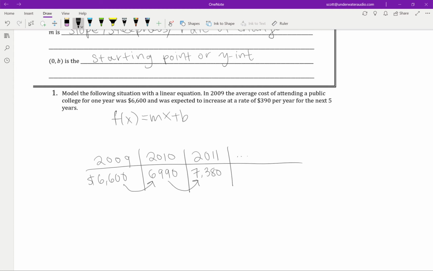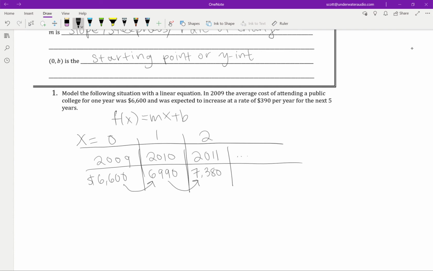But I'm going to do a little trick here where instead of thinking of 2009 as the number 2009, I'm going to make that my initial value. So I'll let x equals 0 correspond to 2009. So x equals 1 will be 2010, x equals 2 will be 2011. I could, if I wanted, let x equal 2009. I'm just simplifying and using smaller numbers like 0, 1, and 2. That also helps me because that tells me that 6,600 is my initial value.